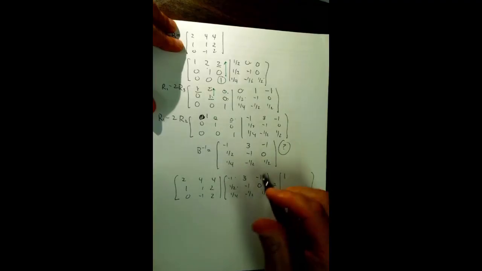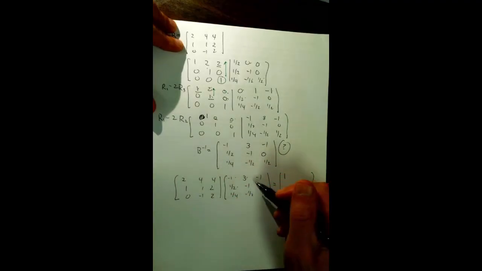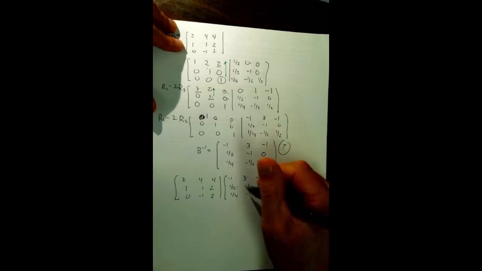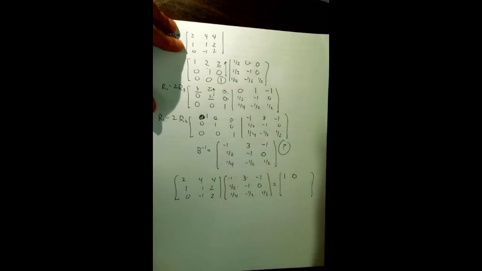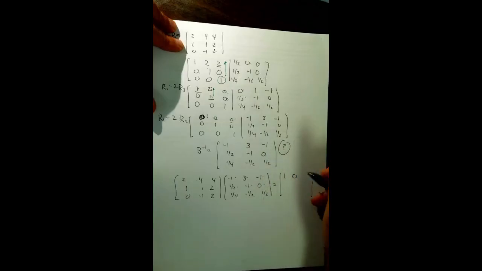So that's good. To get this entry, I'm going to go across the first row down the second column. So I have 6, minus 4 is 2, minus 2 is 0. And for this, I'm going to go across the first row down the third column. I have -2 plus 0 plus 2 is 0.